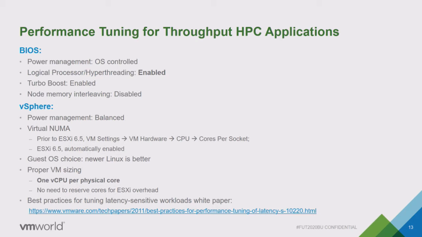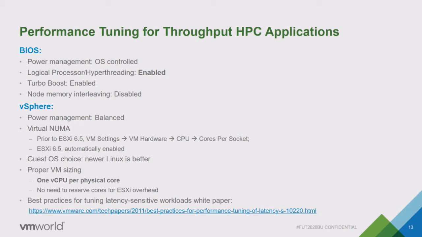Generally speaking, newer versions of Linux, and for those that don't know, most of HPC is Linux-based, so we focus for the most part on Linux. Newer versions of Linux tend to get better performance. And now in terms of the proper sizing of the VMs, so one vCPU per physical core. So remember I said turn on hyperthreading, but don't map your vCPUs to hyperthreads.